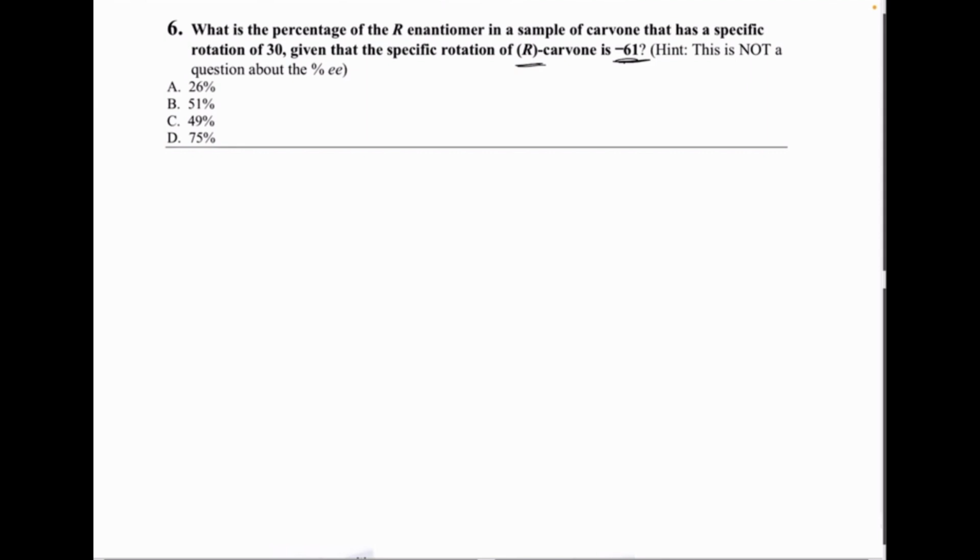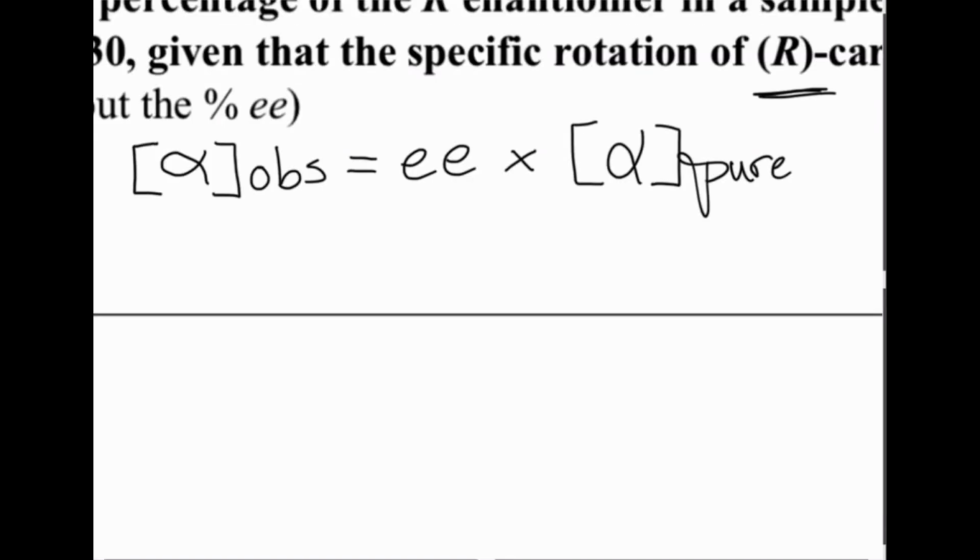Alright, so when we're working with enantiomers, we know that the plus and minus are relative to how it is bending light. Here is our equation. On the left is our observed specific rotation of the mixture. On the right is our enantiomeric excess, which is fractional, times the specific rotation of the pure enantiomer, R or S, depending on which one dominates.